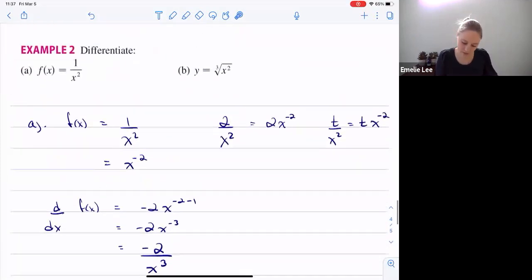Okay. How about B? Even if we have roots, remember the third root is the same as whatever is inside to the power of 1 over 3. But then again, drawing on our exponent laws, if x is squared inside, we can rewrite this as x to the power of 2 over 3. Right?